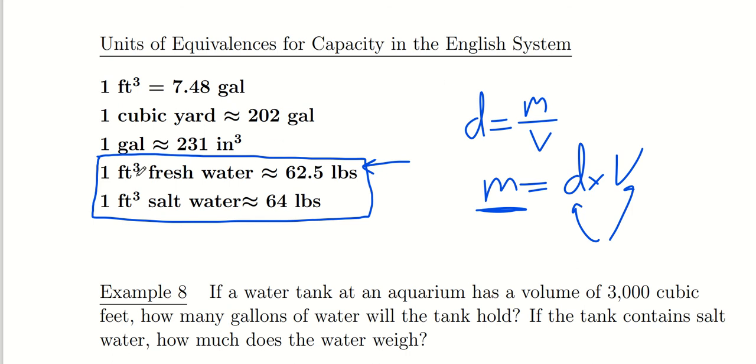If you had a cubic foot of fresh water, it'd be about 62.5 pounds, whereas a cubic foot of salt water would be about 64 pounds. And the difference between the two of these is obviously salt water has things like minerals and salt built into it, which on a per element basis would be heavier than an H2O molecule. And so salt water is a little more dense, and that's why it turns out to be just a little bit heavier.